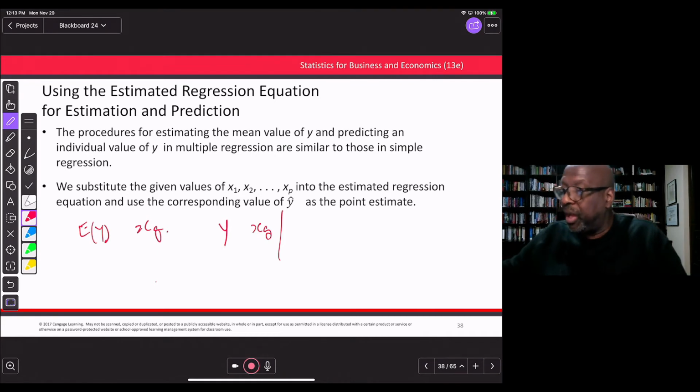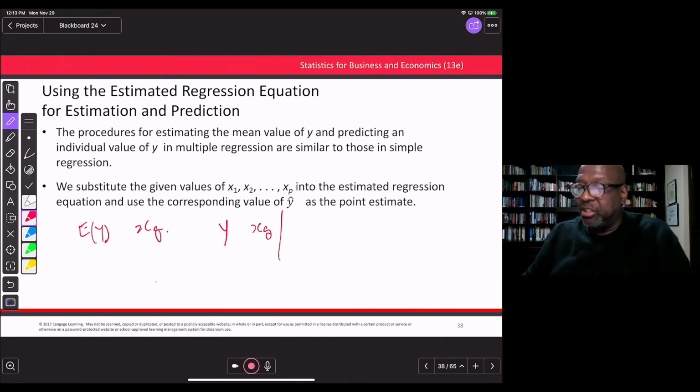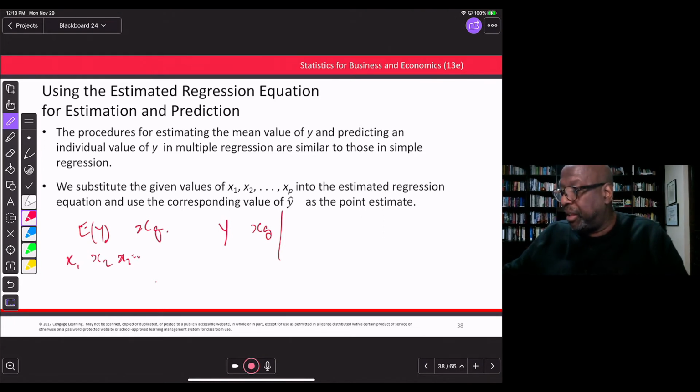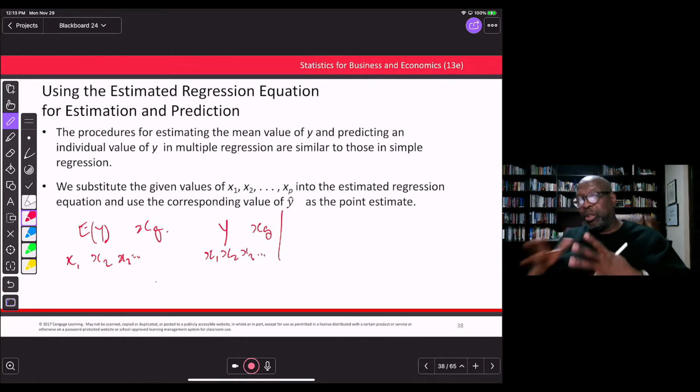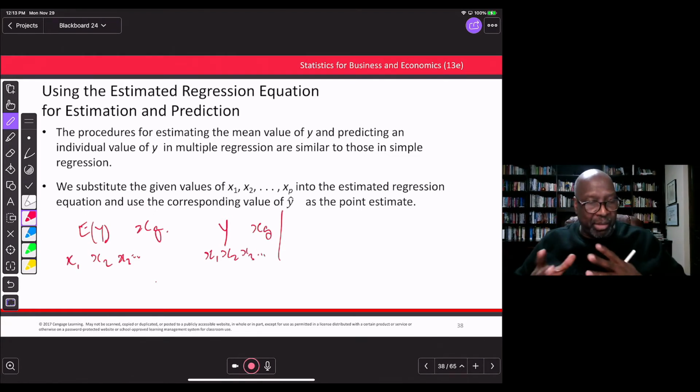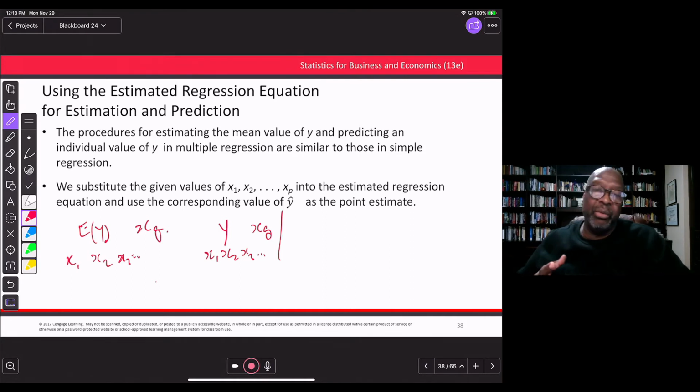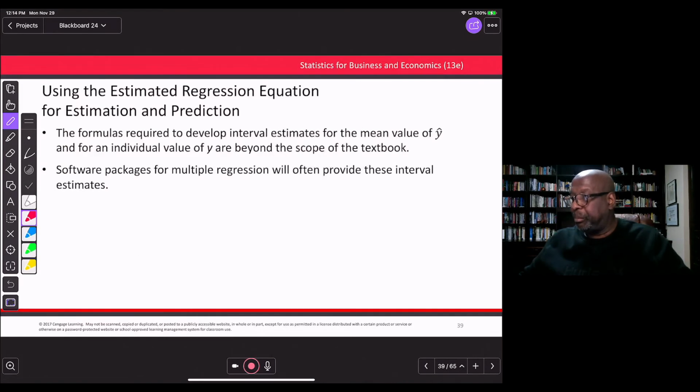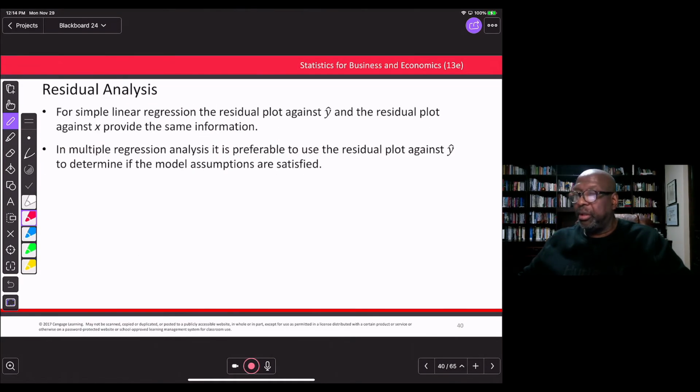So we could be trying to do an interval estimation for the expected value of y when we have a given x1 and a given x2 and a given x3 and so on. Or we could try to predict a value of y for given x1, x2, x3, and so on. I just want you to know that there is that similarity. However, the formulas that we would need to use are beyond the scope of our course. Usually the software packages will give that to us.